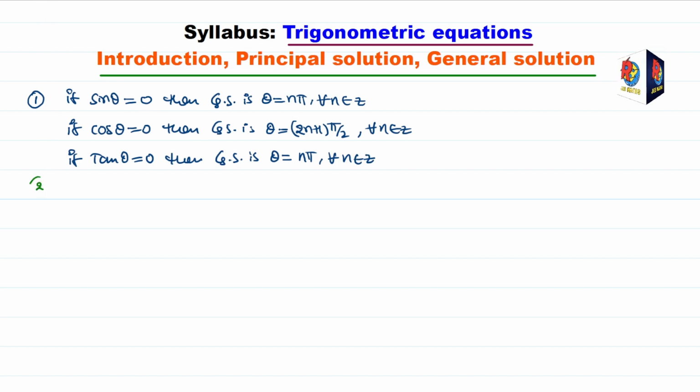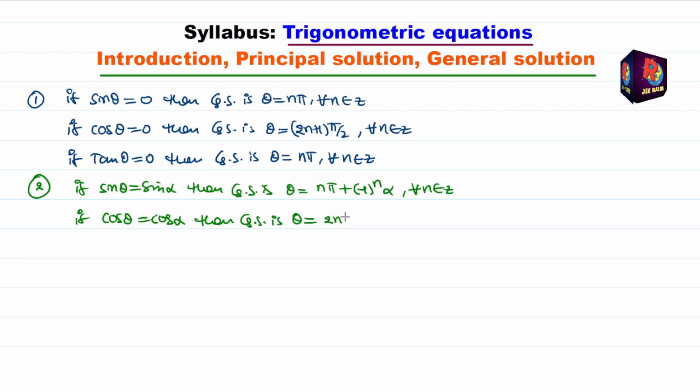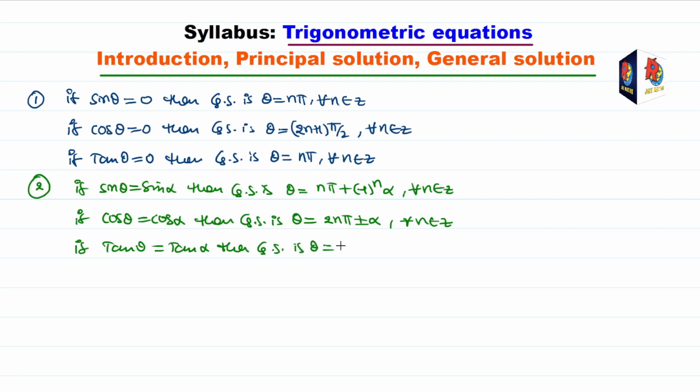And the second set of formulas: if sin theta equals sin alpha, then the general solution is theta equals n pi plus (minus 1) whole power n into alpha for all n belongs to Z. If cos theta equals cos alpha, then the general solution is theta equals 2n pi plus or minus alpha for all n belongs to Z. And if tan theta equals tan alpha, then the general solution is theta equals n pi plus alpha for all n belongs to Z.